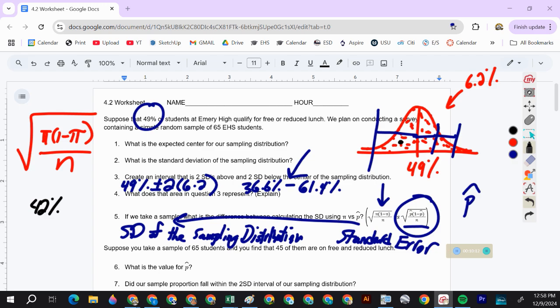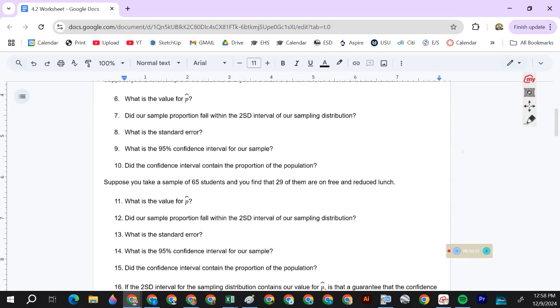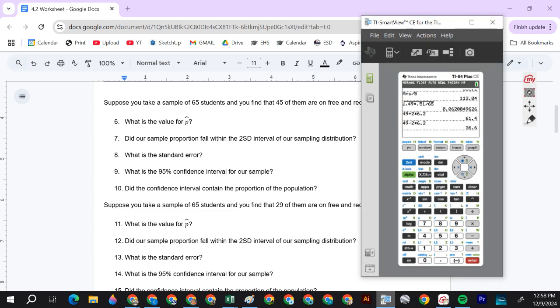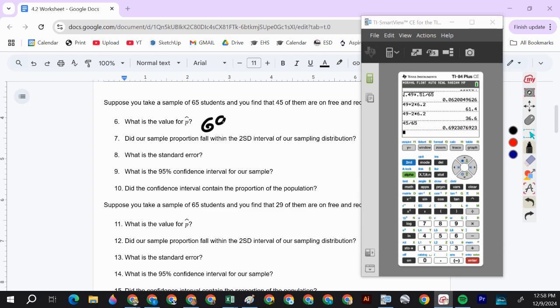Okay, so next question. Suppose you take a sample of 65 students and you find that 45 of them are on free and reduced lunch. How do we calculate our value for p hat? It's just going to be 45 divided by 65. Our p hat, let's just round it to 69%.